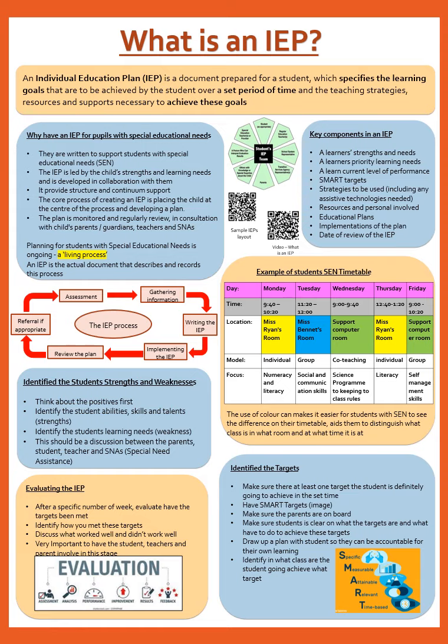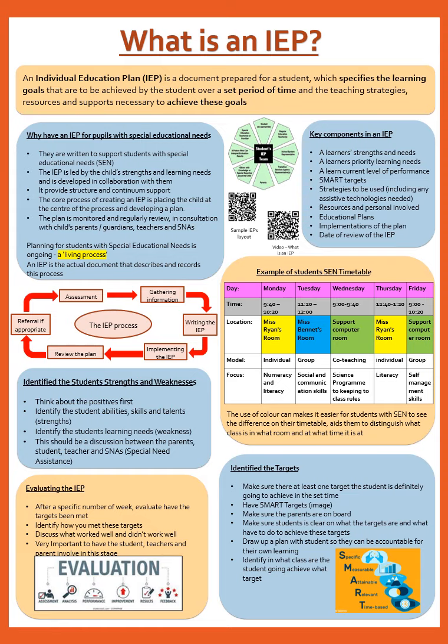Key components in an IEP: a learner's strengths and needs, a learner's priority learning needs, a learner's current level of performance, SMART targets. SMART stands for specific, measurable, attainable, relevant and time-based, so the targets need to be all these. Strategies to be used, including any assistive technology needed, resources and personnel involved, educational plans, implementing of the plan, date of review of the IEP.